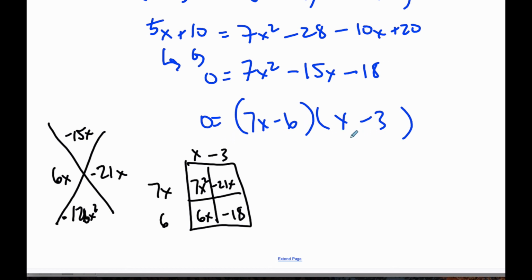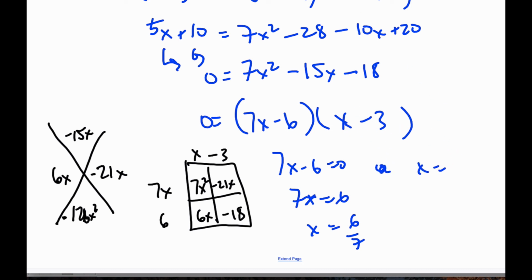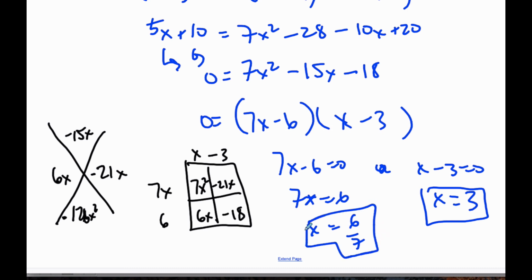Well, we know from factored form our x values are going to be, well, 7x minus 6 is 0. So 7x is 6, and so x is equal to 6/7. Or I also know x minus 3 is 0. So what's x going to be then, Riley? Positive 3. Super. And so there are two solutions for this problem here.